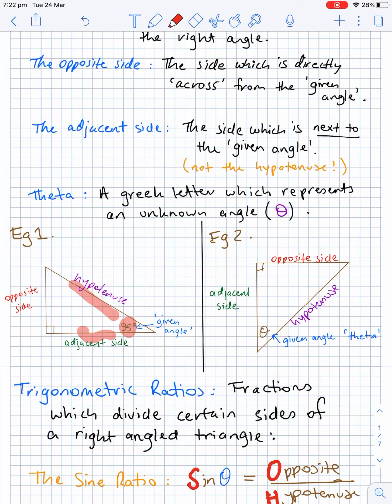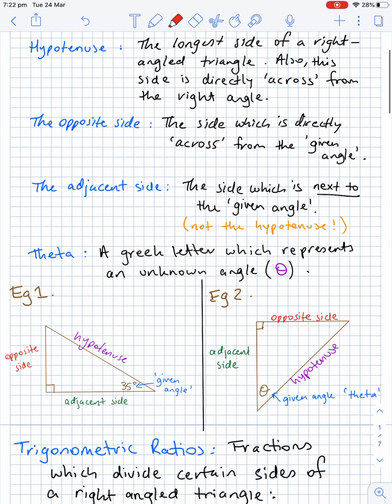There's the adjacent side. Over on this one, here's my given angle. This is next to it, and that's next to that angle. But this can't be it because that's the hypotenuse. So therefore the other side, this one, has to be my adjacent side. So what I'm doing there is pretty much telling you how to label the sides of a triangle using a given angle. So it's a really important skill for what we're doing today in trigonometry.